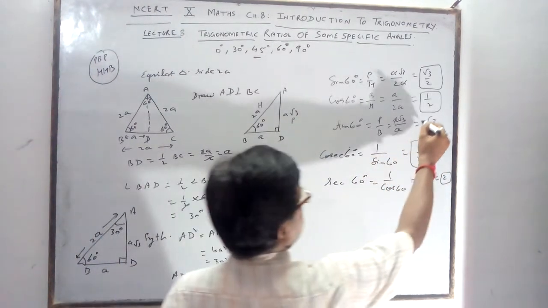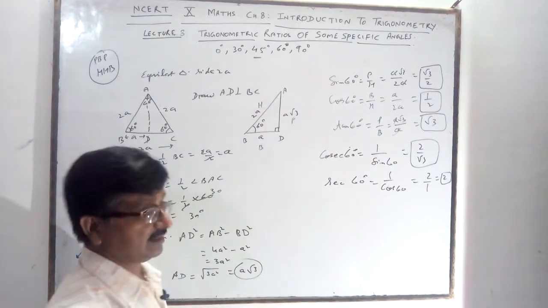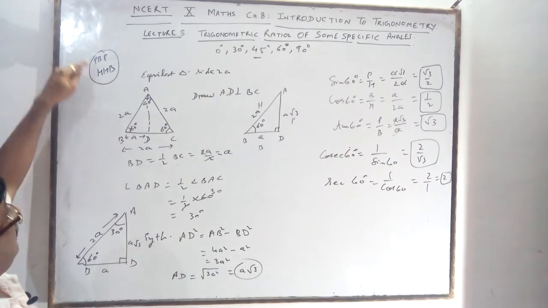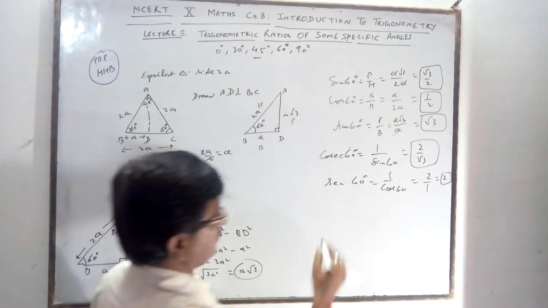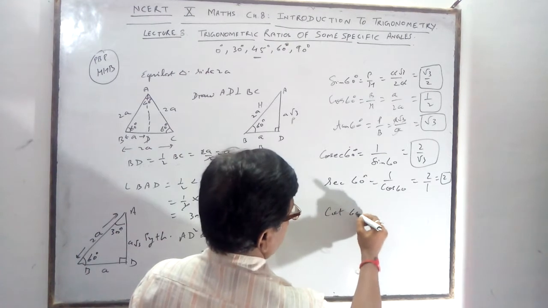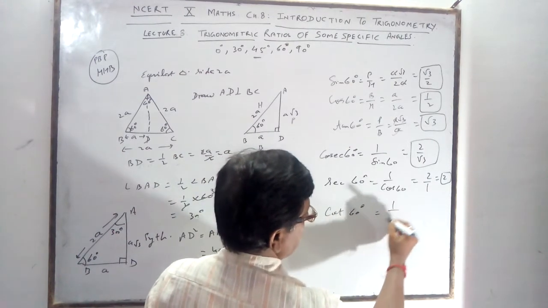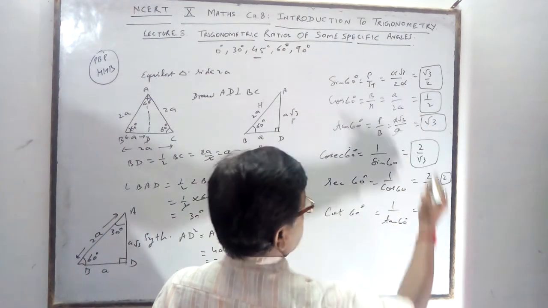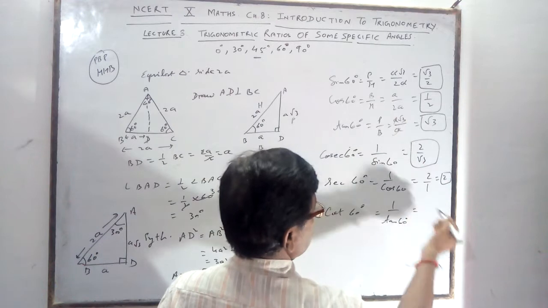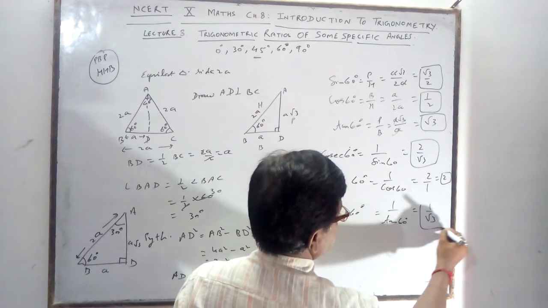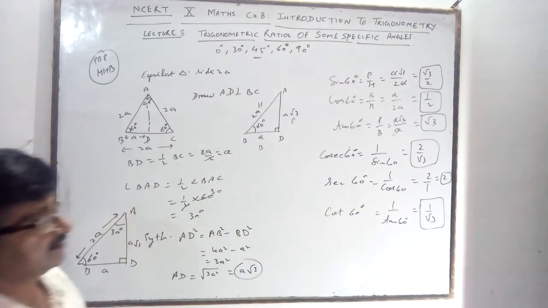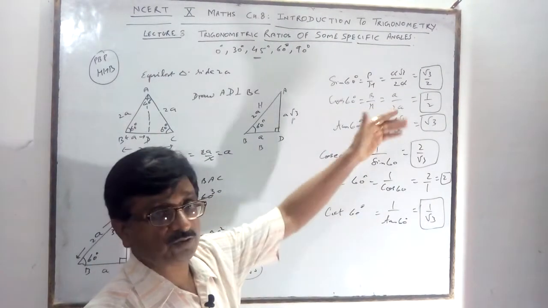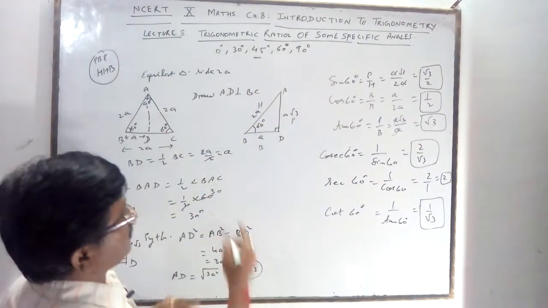Highlighter, I have told you, highlight the values. Highlighter means my box is highlighted. I told you in the previous lecture, and you can solve from here. H by P, H by B, B by P are reciprocals. Many times I am telling you: cot 60 degree is equal to 1 by tan 60 degree. And what is tan 60 degree? It is root 3, which means root 3 by 1, so it will be 1 by root 3. That is cot 60 degree. Cot 60 is 1 by root 3 and tan 60 is root 3. Reciprocal.